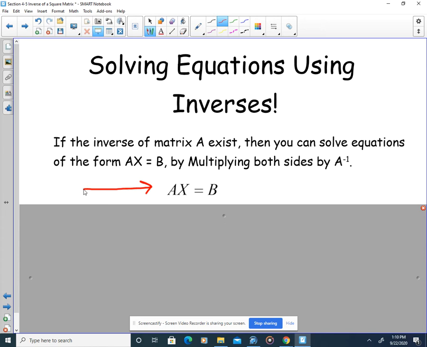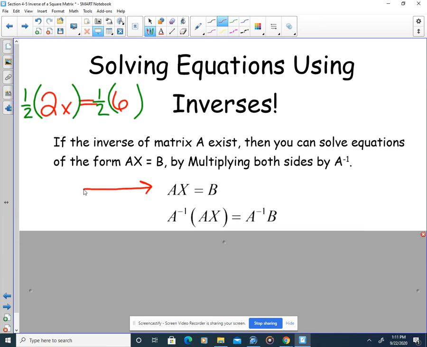So what we would do first, it's like having the equation 2x equals 6. What would you do to solve 2x equals 6? You could divide by 2, or you could multiply both sides by the reciprocal, which is called the inverse of 2. So what we're going to do here is multiply both sides of this equation by the inverse of A.